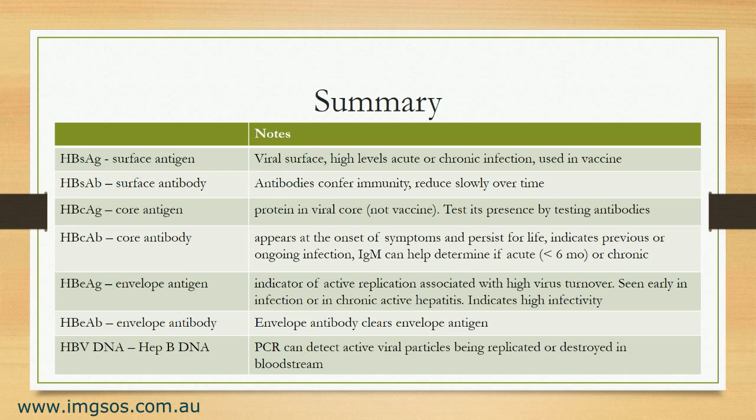The next antigen, remember, is the envelope antigen, and this indicates active viral replication and high virus turnover. You see it early in infection. You'll sometimes see it in chronic active hepatitis as well. It indicates high infectivity, lots of envelopes to send lots of virus out to lots of people. When envelope antibodies are formed, the antibodies go up and the antigen goes down, and that helps also to confer immunity. And then finally, remember that you can measure for the actual particles of Hep B DNA that are found in the bloodstream to get an idea of viral load.